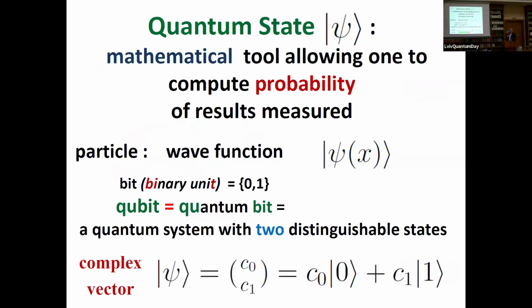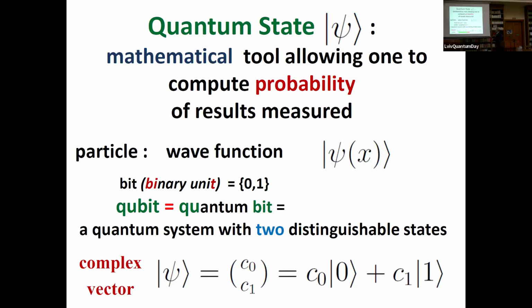And now a question, what is the quantum state? So the quantum state, which I denoted here by the head of this vector, and usually I use the letter psi, is, well, in some sense, a mathematical tool which allows us to compute the probability of results measured. Sometimes we also use the word wave function. So in fact, it's the same state, but it depends on some variables. So now look, classically, we had a bit, a binary unit, 0 or 1, nothing more. So spin up or down.